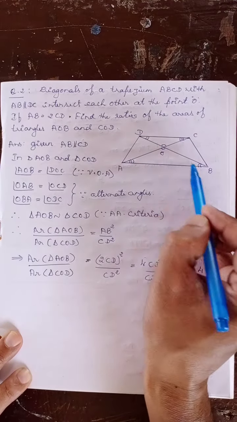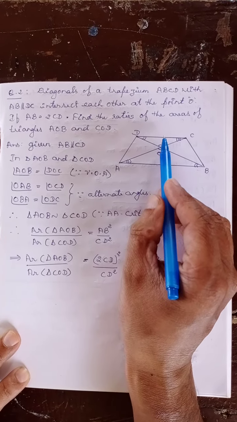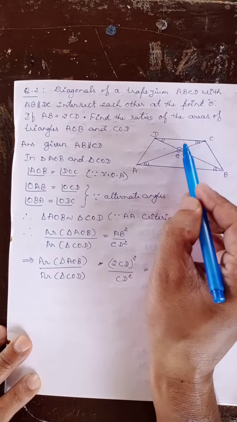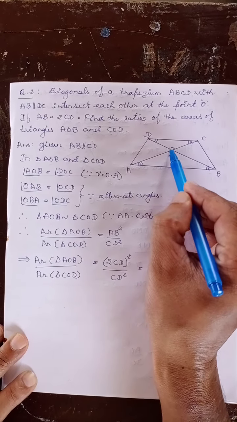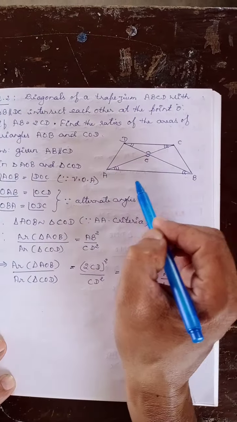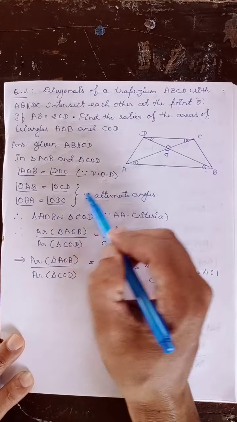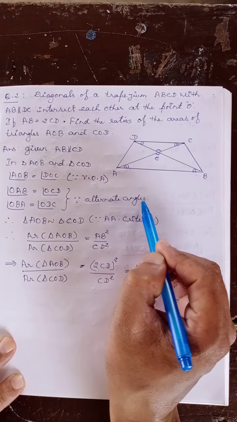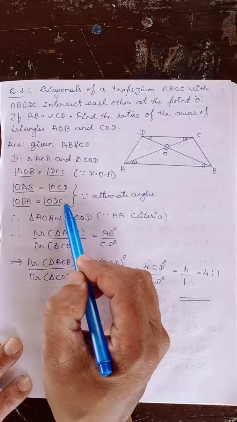Given here AB is parallel to DC. In a trapezium, one pair of opposite sides is parallel. So here we have the triangle AOB and COD. In these triangles, angle AOB is equal to angle COD, since they are vertically opposite angles. And also angle OAB is equal to angle OCD, and angle OBA is equal to angle ODC, since they are alternate angles and alternate angles are always equal. So here 3 pairs of angles are equal, we have proved.